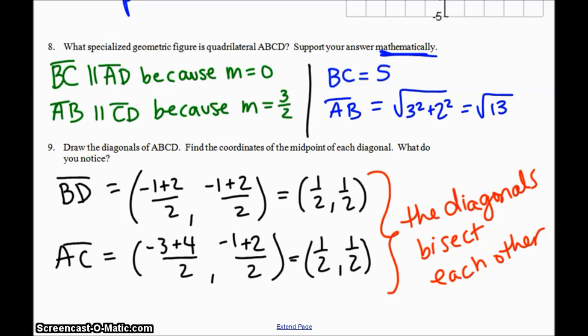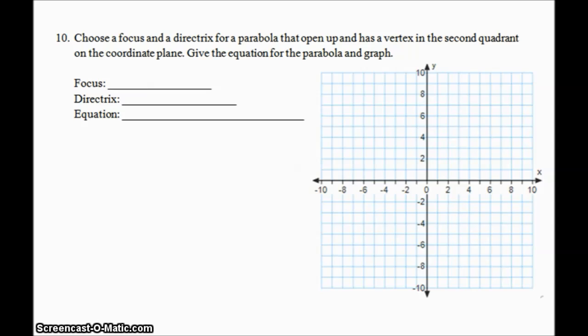Alright, and then our last problem is actually going to end up being a bonus on your quiz. So first off, it says we need to have a problem that opens up and the vertex is in the second quadrant. So let's go ahead and put a point anywhere on the vertex. I put my point at -5, 4 for the vertex. Now, in order for the parabola to open up, remember the focus must be above the directrix. So pick something easy. That can be our focus. Okay, and this line here will be our directrix.